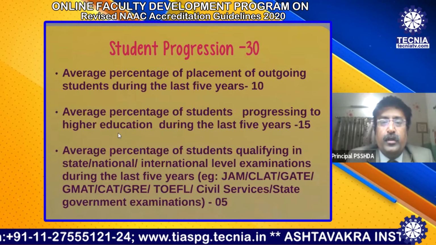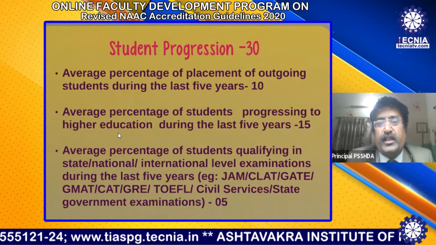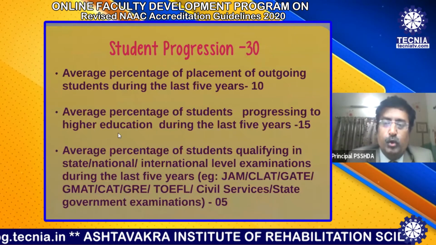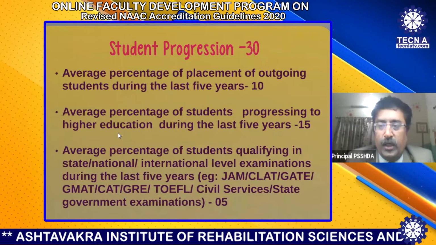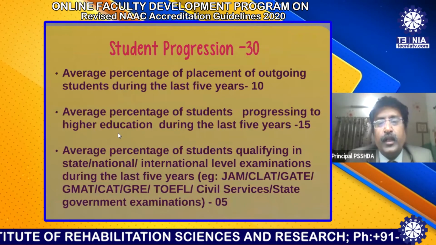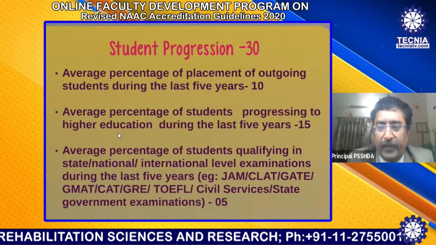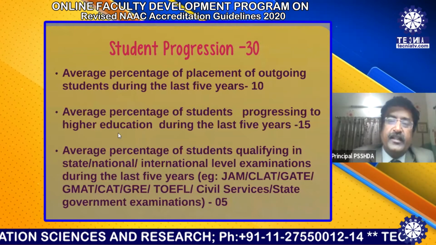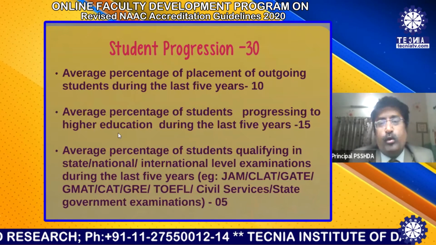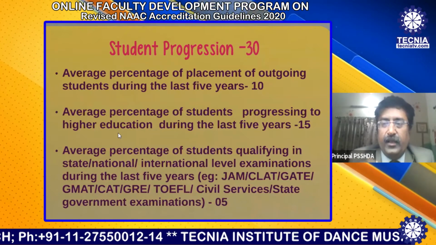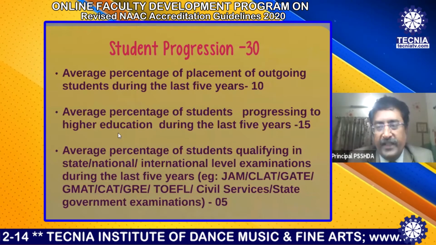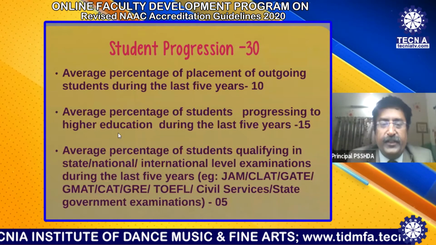You need to keep the average percentage of outgoing students who are placed in various government or private sectors through the placement drive from your college or other college, or common placement drive or interview at the companies. Then the second part, those who are not placed, what they are doing, whether they are going for further studies or they are leaving the studies. If the students are going for further studies, that will be a positive point for the institute, that students are not leaving the studies, whether they are getting good placement or they are going for further studies.